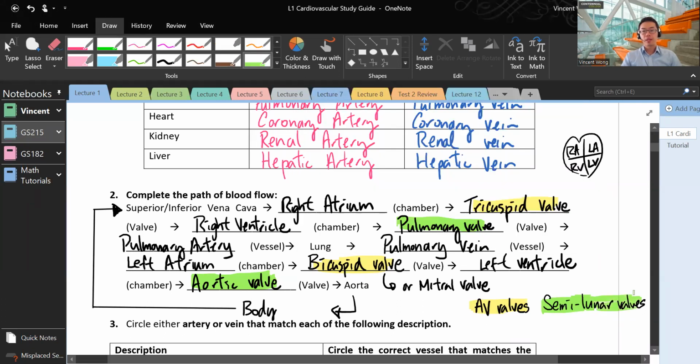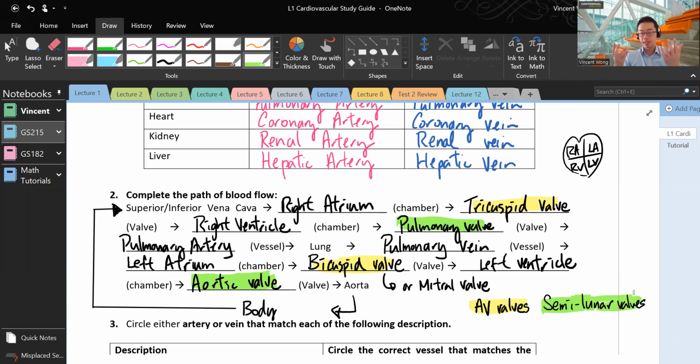There we go. Okay, so the AV valves will open and close together in synchrony, at the same time as each other, but then they would be out of phase with the semilunar. So if the AVs are open, the semilunars will be closed. And then when it's time for the AV to close, the semilunar would open.